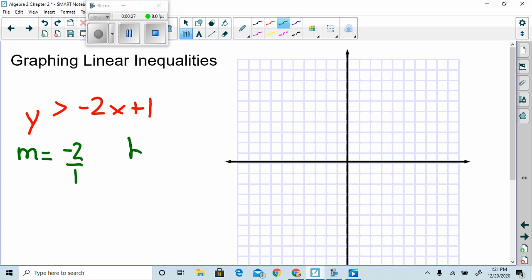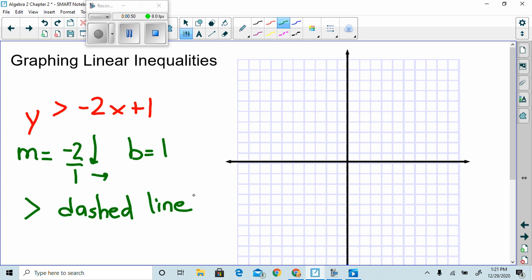And my y-intercept, which is b, is equal to 1. The slope tells me I'm going to go down 2 and over 1. And my y-intercept is that point on the y-axis. Now, before I start plotting any points, I'm going to take note that this is a greater than, which means it's going to be a dashed boundary line as I'm creating the line of this inequality. I'll start at 1.